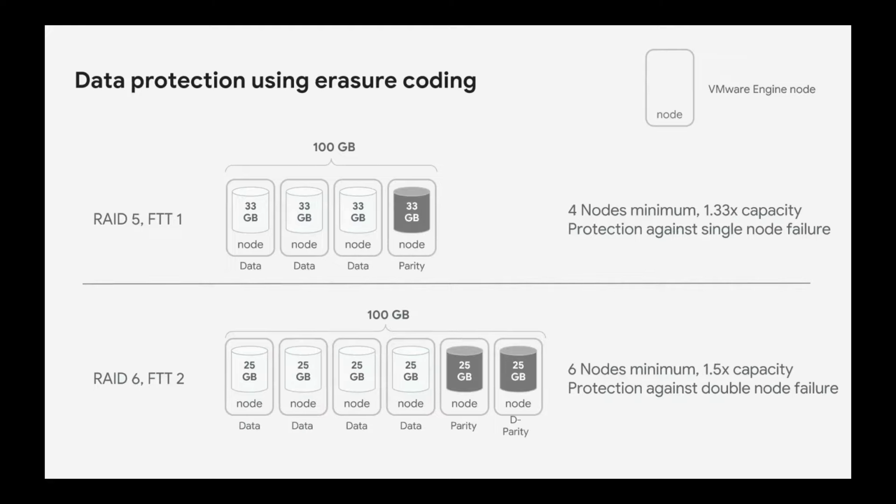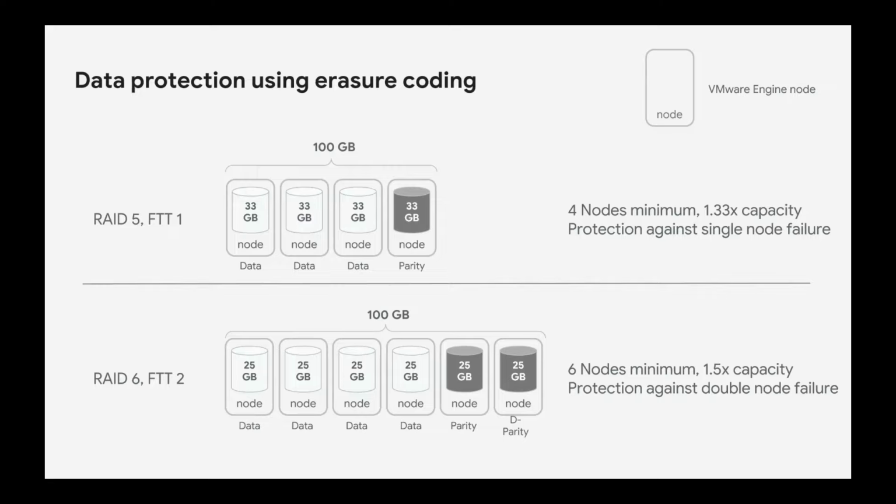Now, with erasure coding, this is slightly different. With erasure coding, RAID 5 FTT1 at the top of the screen, you can see we write 100 gigabyte to the vSAN data store. It's actually not a full copy, but it is spread across 3 nodes at minimum. And then there is also a parity calculation, which requires a minimum 4th node. So for erasure coding FTT1, it requires 4 nodes minimum, which is 1.33 times the capacity. Where one node fails, we can still reconstruct the data when reading from the vSAN data store.